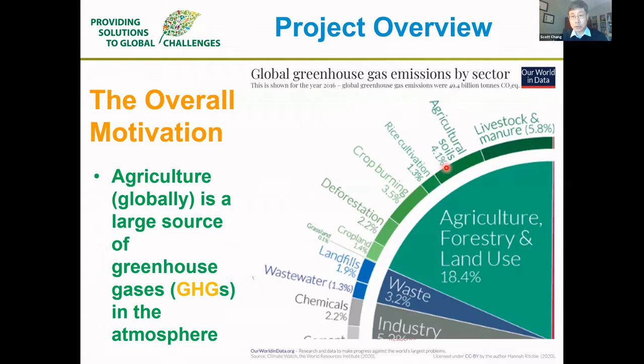Within this agriculture sector, as you can see, the categories are livestock and manure, agriculture soil emissions, rice cultivation, crop burning, deforestation, and cropland. Not exactly sure what that last one is, but these are the categories of greenhouse gas emissions contributing to agriculture, forestry, and land use at the global level. So perhaps keep in mind the details of the entries for this greenhouse gas accounting at the global level.